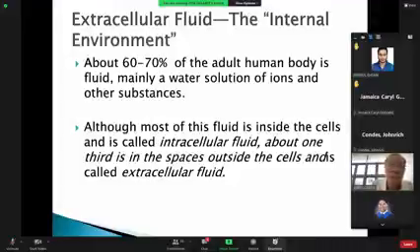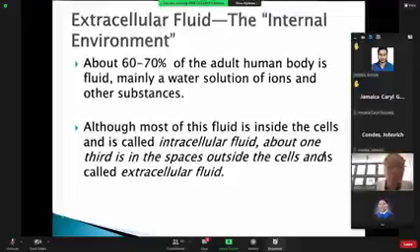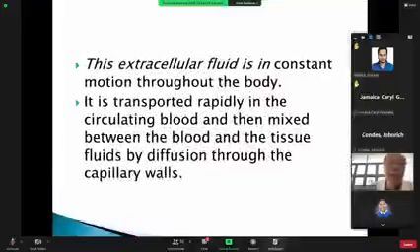Although most of the fluid is inside the cells, which you call the intracellular fluid, about one-third is in the spaces outside the cell and is called extracellular fluid. So the extracellular fluid is what we call the internal environment. The ECF is considered to be the internal environment. This extracellular fluid is in constant motion throughout the body. It is dynamic, that's why it's called dynamic equilibrium.